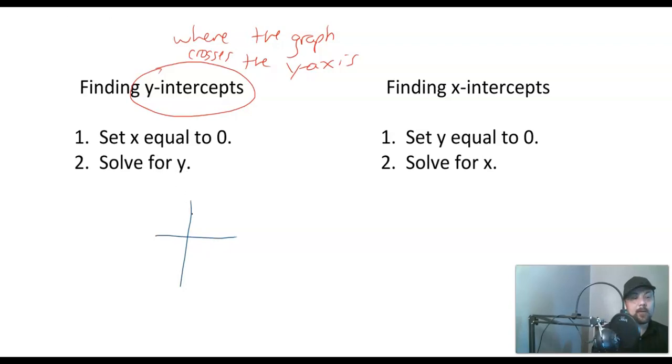So let's say the graph crosses here. Let's say you have a line like this. All right, and so the graph crosses the y-axis here. This is the y-intercept for this graph. What do you know about that point?